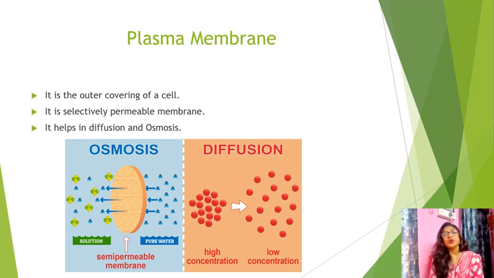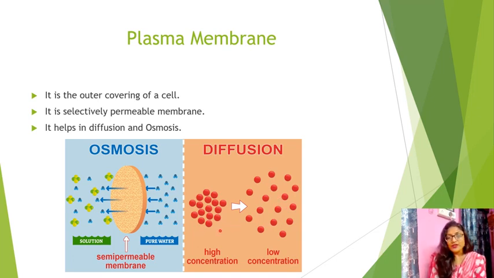Now it's important to know what diffusion is and what osmosis is. Let's see in this diagram. Diffusion means the process by which the particles from the higher concentration move towards the lower concentration. Here in this diagram we can see that all the particles are very closely packed. That means their concentration is high, and here particles are loosely packed. That means here the concentration is low.